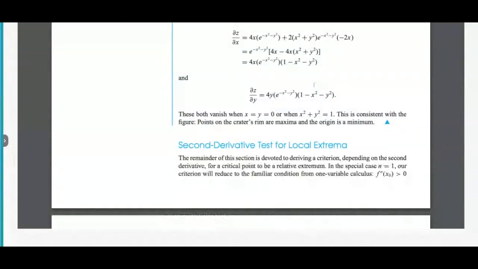Okay, that's the first derivative test. Basically, we set the gradient of the function to be 0. The gradient being 0 means the gradient vector is 0, which means every component in the gradient vector is 0.